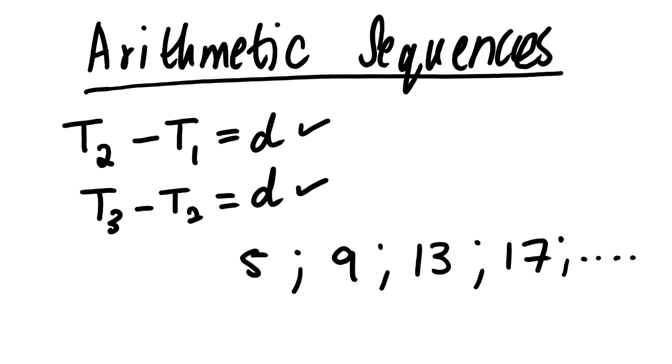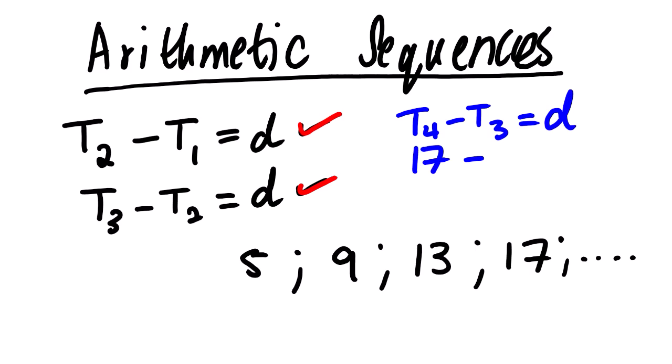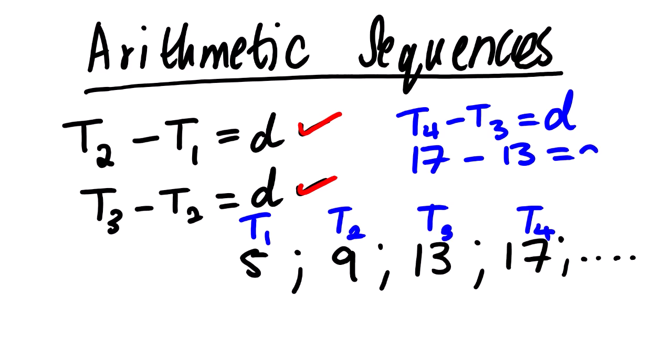To get the common difference, remember we must use these equations. Term 3 minus term 2, or we can start from term 4 minus term 3, will give us the difference. So term 4 is 17 minus 13. Remember, this is term 1, term 2, 3, and 4. So 17 minus 13 is 4. The difference here is 4.